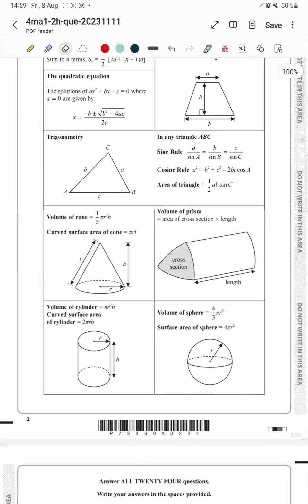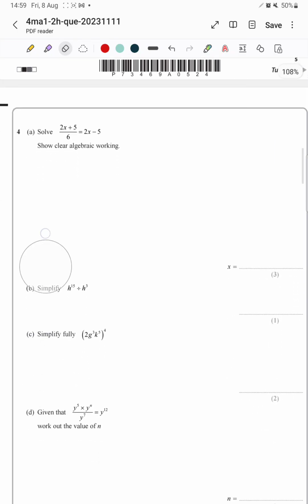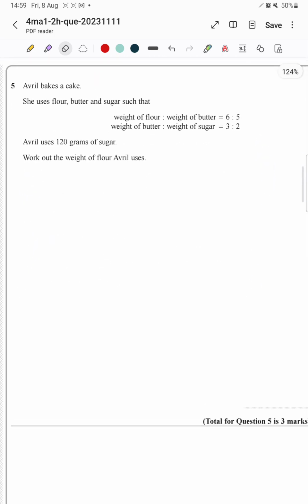Now let's begin. So we will start from question number 5, and in question number 5 we are given: Avril bakes a cake. She uses flour, butter and sugar such that the ratio of the weight of flour to the weight of butter, I am using F for flour, is given as 6:5, and then the butter to sugar ratio is given as 3:2.